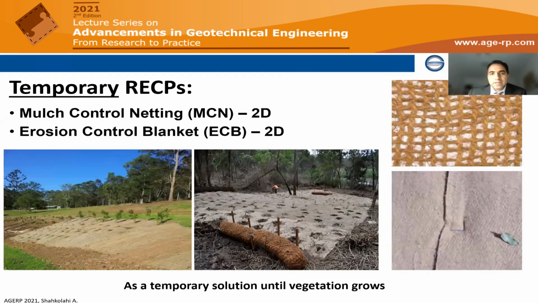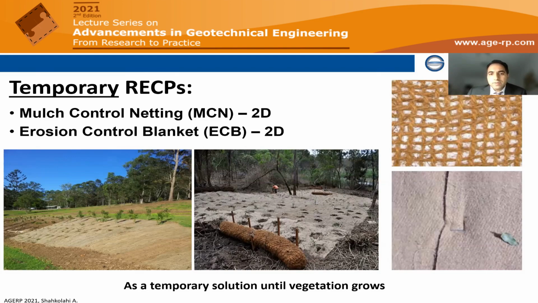Now let's go through them. The RECPs can be temporary. The temporary RECPs are like mulch control netting and erosion control blankets. So we have seen them. All these blankets that we see are mainly two-dimensional and they are temporary. Why are they temporary? Because they are not UV stabilized. So they are only there until the vegetation grows.